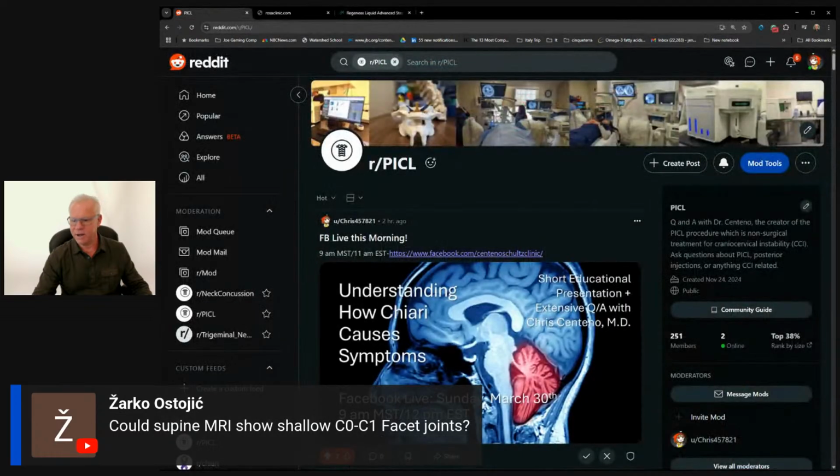So going back to here, could a supine MRI show shallow 0-1 facet joints? It could. You'd have to have thin slices to do it. Many times you only get 1 or 2 or 3 slices through the 0-1 facet joints on an MRI. Therefore, a CT scan or a CBCT tends to be a little better for defining shallow facet joints in that equation that we talked about.